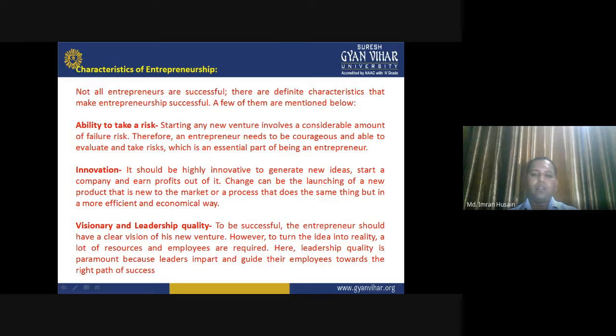Visionary and leadership quality. To be successful, the entrepreneur should have a clear vision of his new venture. However, to turn the idea into reality, a lot of resources and employees are required. Here, leadership quality is paramount because leaders impart and guide their employees towards the right path of success.